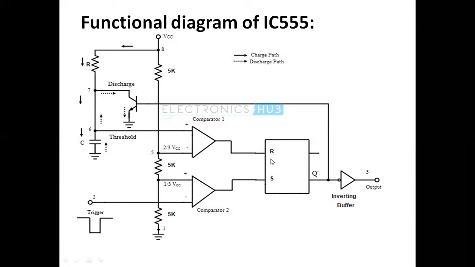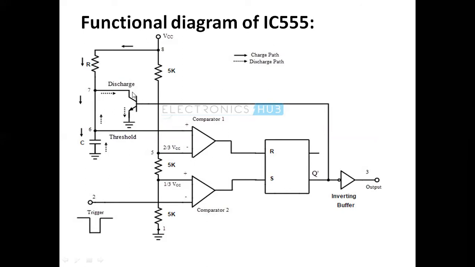If it is in reset mode, then the output of the flip-flop Q is logic 0, and we have Q bar as 1. If Q is 0, Q bar becomes 1. If Q bar becomes 1, the output of the inverter becomes 0. That means the output is 0. When Q bar becomes 1, that is connected to the transistor base. So that means the transistor will be in on condition.